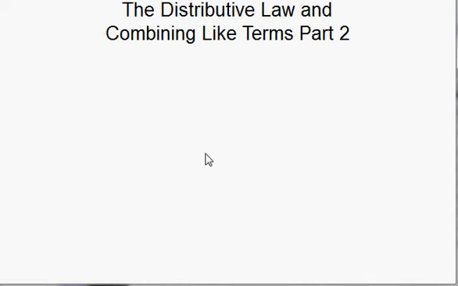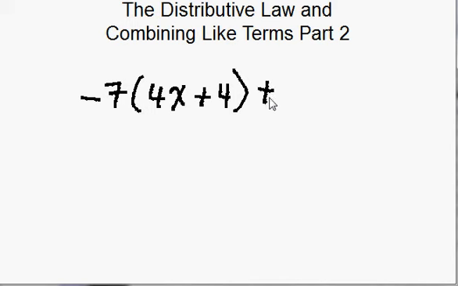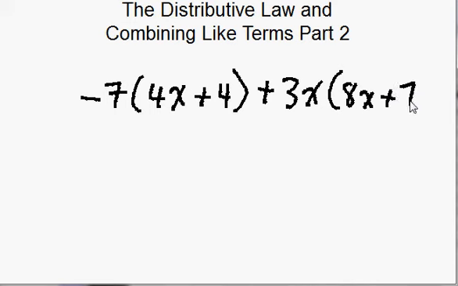Okay, so let's say we had negative 7 times 4x plus 4, and then I add 3x times 8x plus 7. Okay? Now this is going to be hard because I've got an x here and I've got an x here, and they're going to be multiplied together. See that, Bonnie? Mm-hmm.